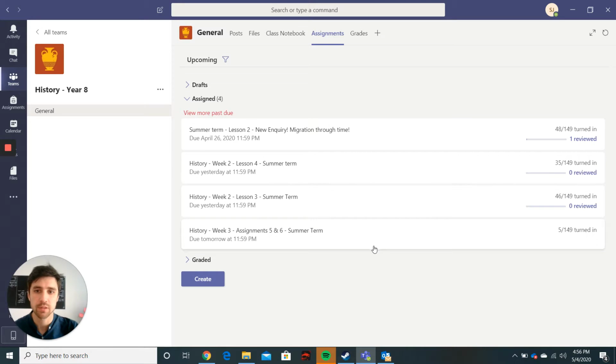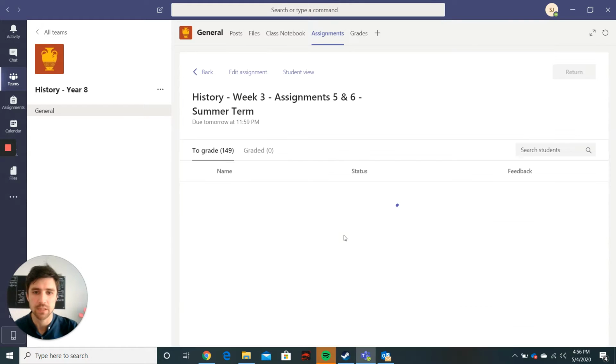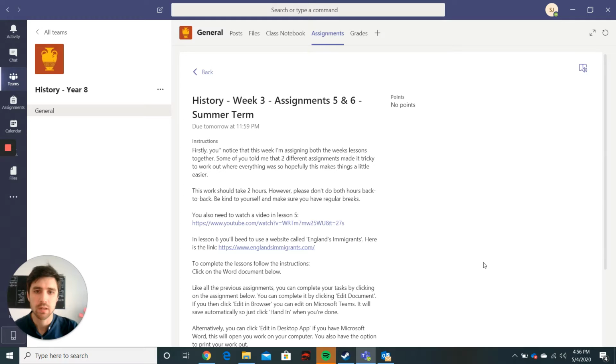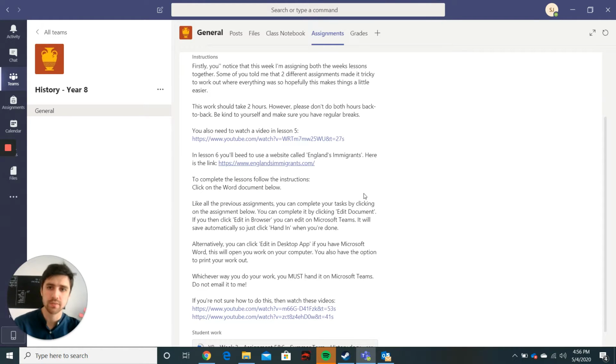which shows you all of your assignments. And this is the latest one here at the bottom. Week 3, assignment 5 and 6, summer term. So go ahead and click on that. Yours should look like this, and you can read through all the instructions for this week.